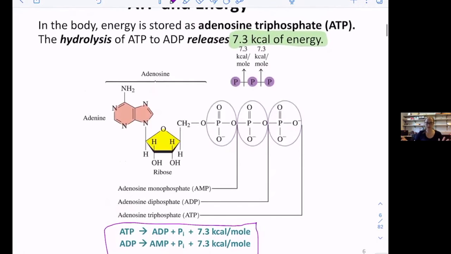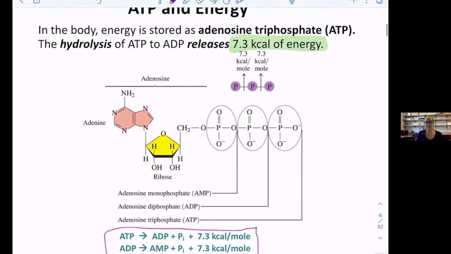And then you could do the same thing. ADP releases a phosphate and 7.3 kcals per mole of energy and has AMP as the final product. Just to clarify, it's 7.3 kcals of energy per mole. That's not for one molecule. That is if you have a mole of those molecules. So divided by a lot.